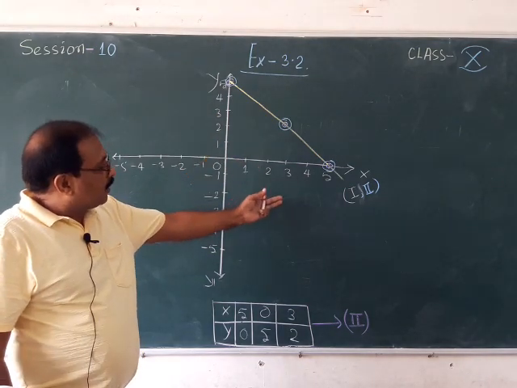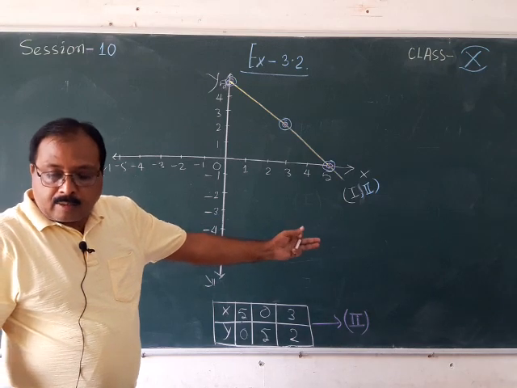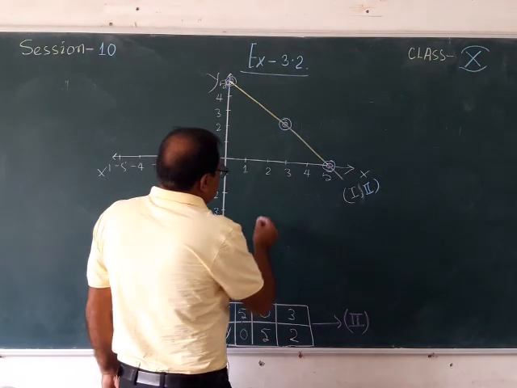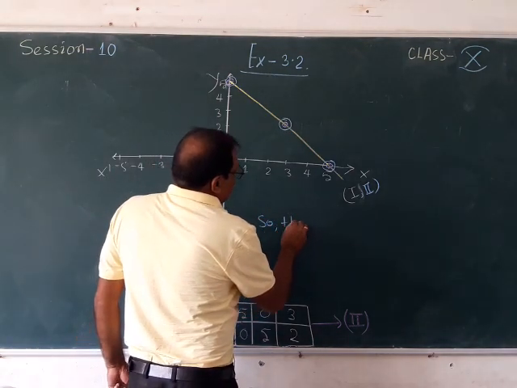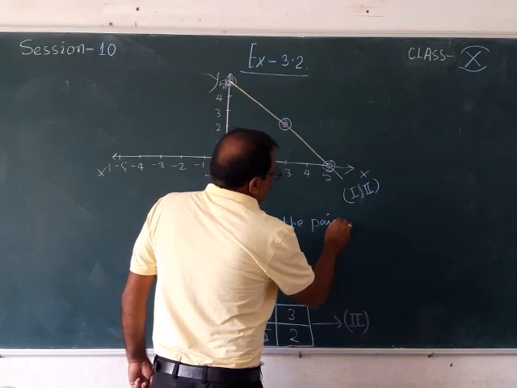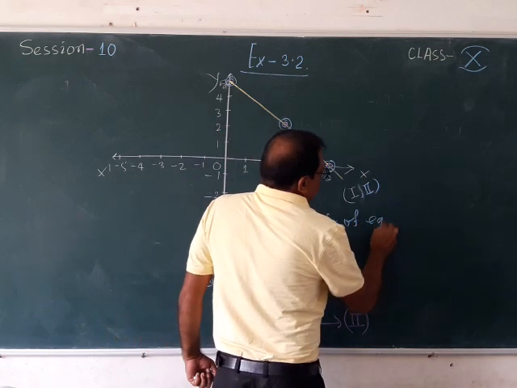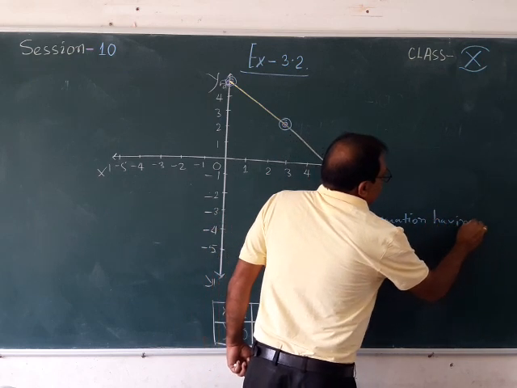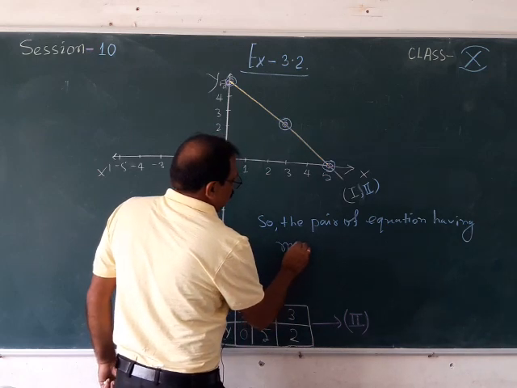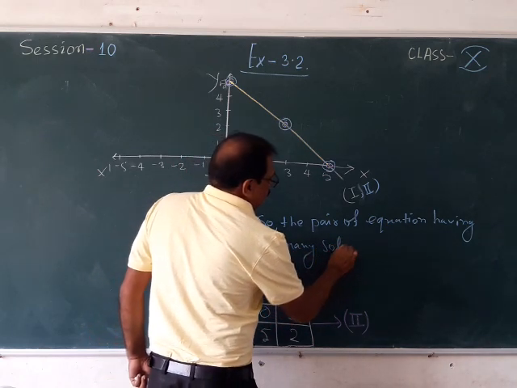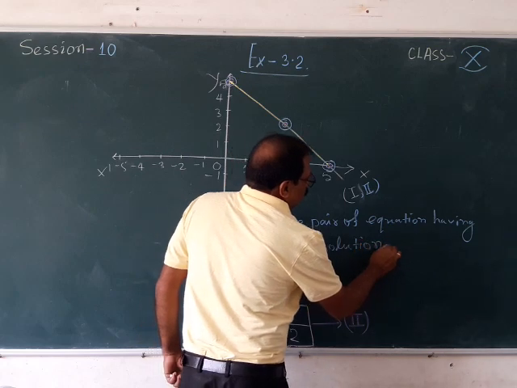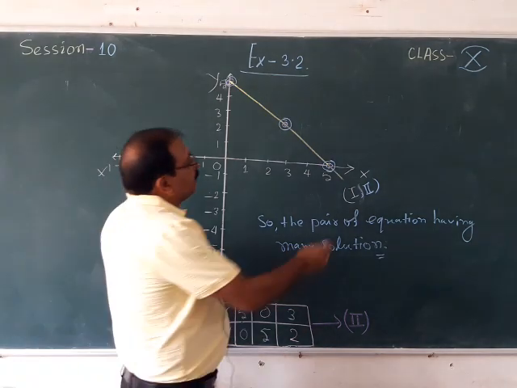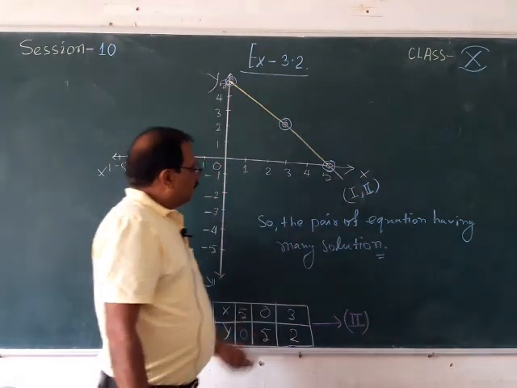So you can write that the equations are having how many solutions? Many solutions, okay, by looking at the graph. So the pair of equations having many solutions. So regarding the solution you have to comment like that: yes, after looking at the graph it is clear that the pair of equations are having many solutions.